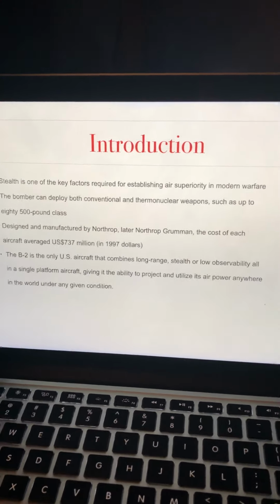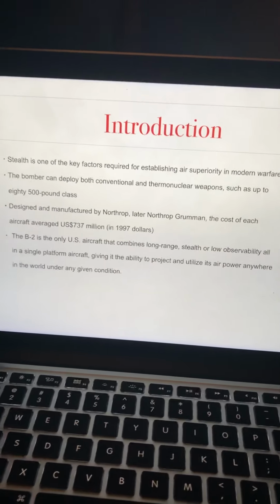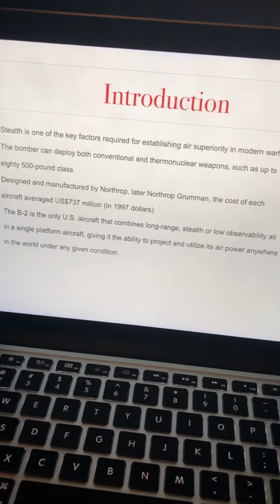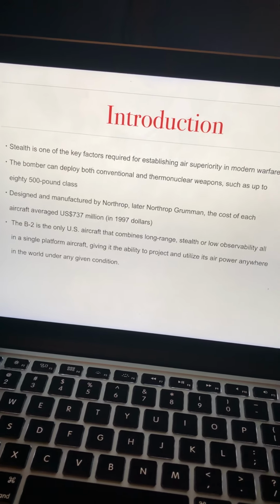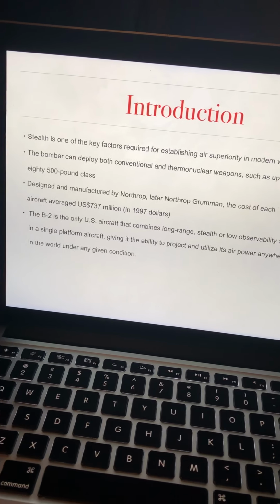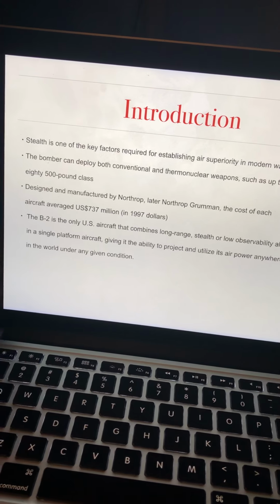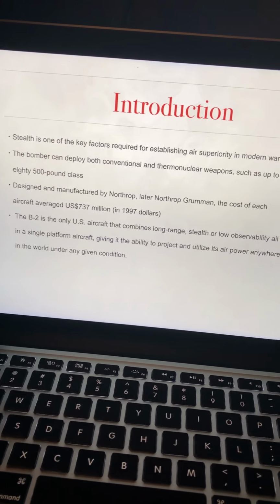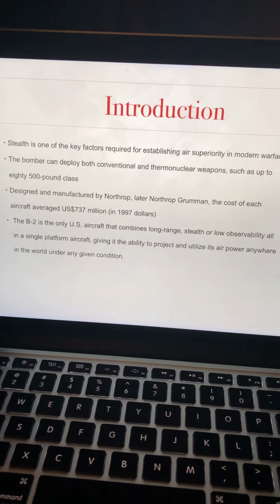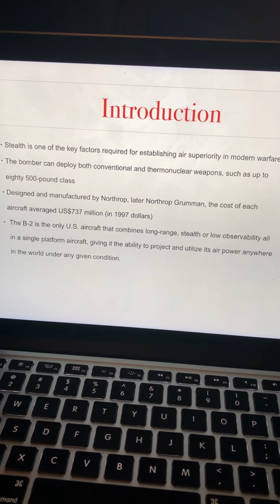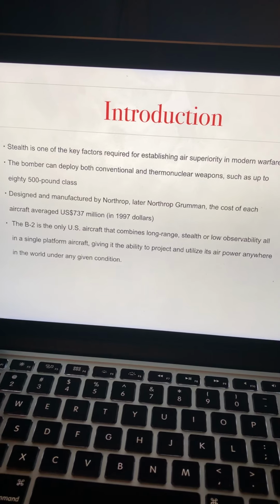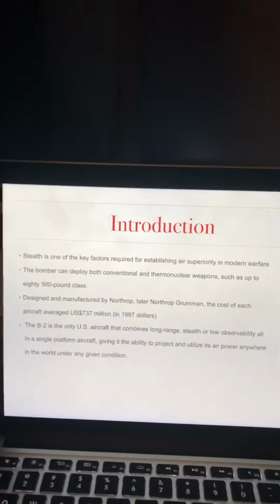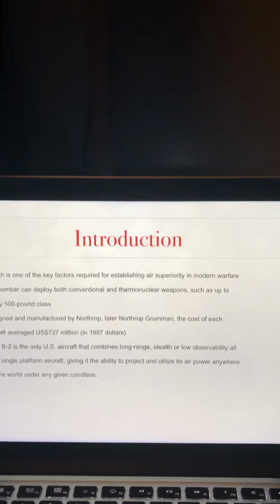The bomber can deploy both conventional and thermonuclear weapons, up to the 8,500 pound class. It was designed and manufactured by Northrop, later Northrop Grumman. The cost of each aircraft averaged $737 million in 1997 dollars. The B2 is the only U.S. aircraft that combines long-range stealth and low observability in a single platform, giving it the ability to project power anywhere in the world under any given conditions.